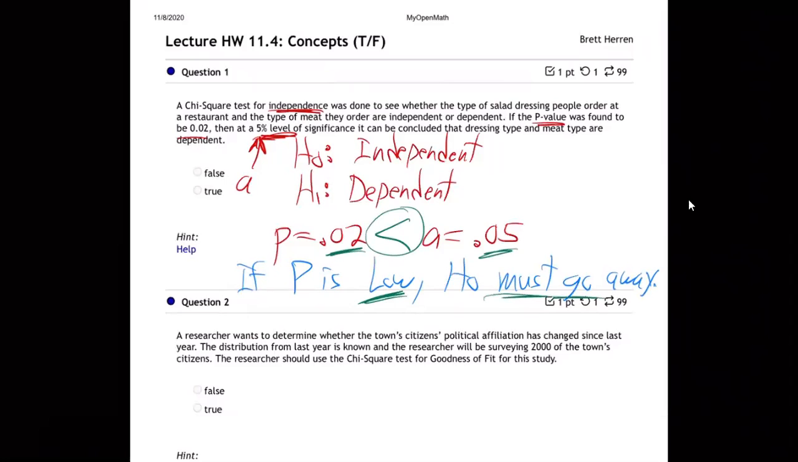So this null must go away, which means what? Reject the null. So I'm going to come up here, then I'm going to say bye-bye null, and instead I'm keeping H1. So then what's my conclusion? Dependent? Dressing type and meat are dependent? Yeah, exactly. Dependent, right? Because the p was low, reject the null, bye-bye null. I keep H1, dependent. That's correct.